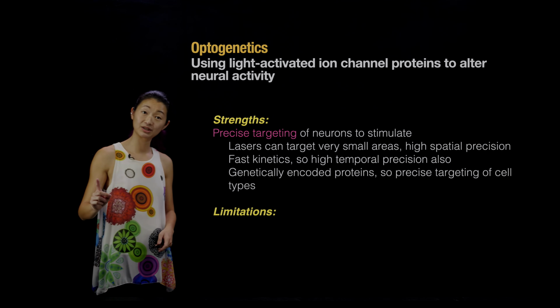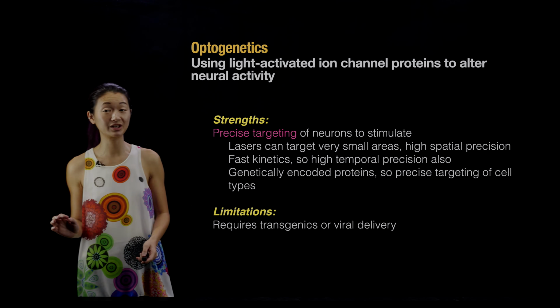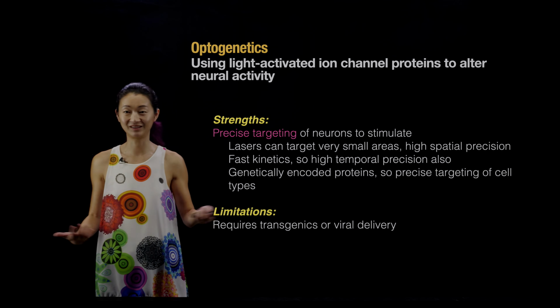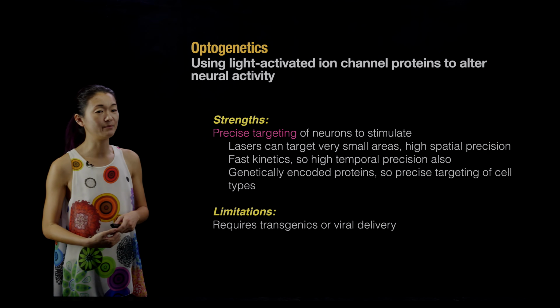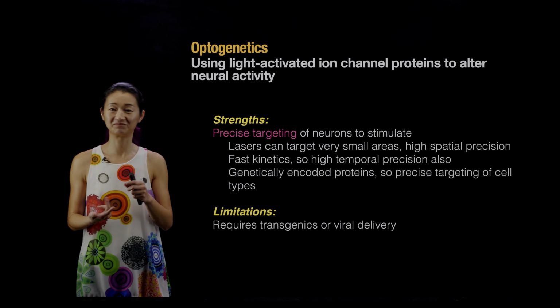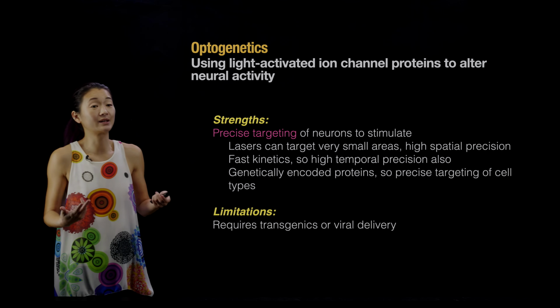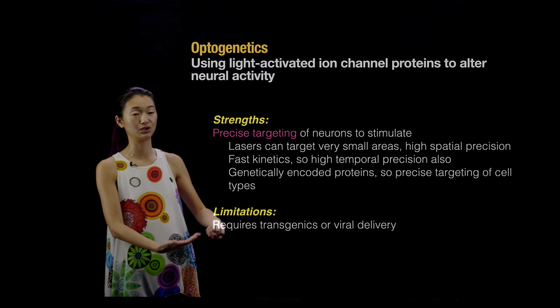There are some limitations, though, because this is not a magic bullet for all of our problems. It is technically challenging sometimes to get the channelrhodopsin and the halorhodopsin and the other opsin proteins to get into the cell. You either have to make a transgenic animal, which is expensive, time-consuming, and sometimes just doesn't work for reasons we don't understand, or you have to develop some kind of viral delivery mechanism to get the channelrhodopsin or the halorhodopsin into your target.